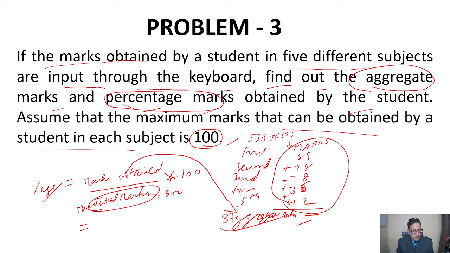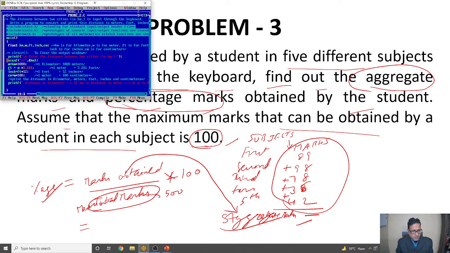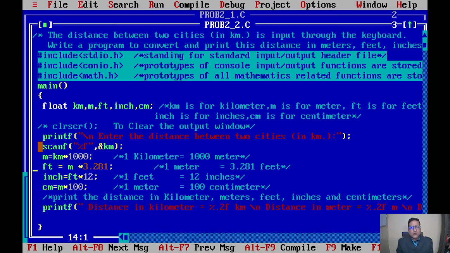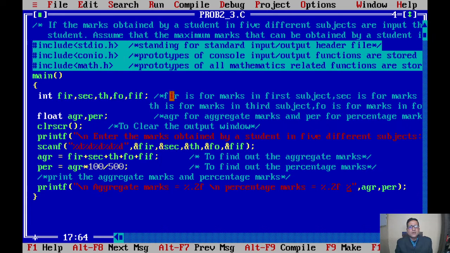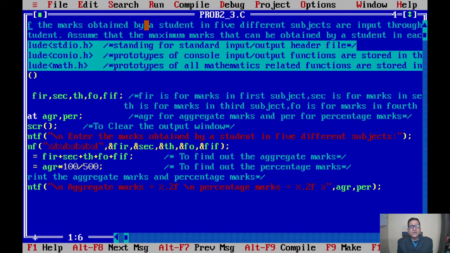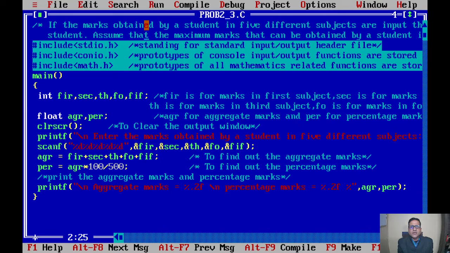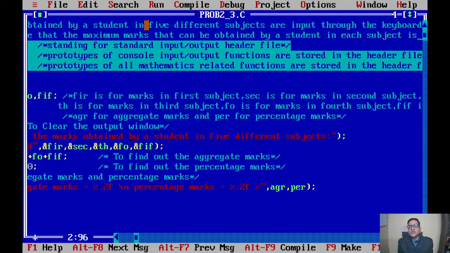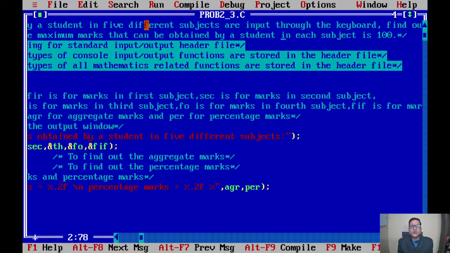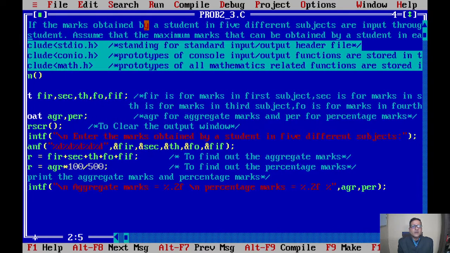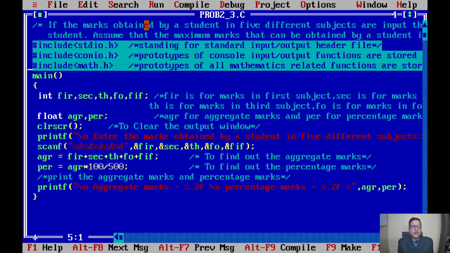So let's try it on the Turbo C. Again we have to press Alt Enter. This program is here. I write in a comment that if the marks obtained by the student in 5 different subjects are input through the keyboard, and assume the maximum marks that can be obtained by the student in each subject is 100. So you should write it in the comment here. And again, these 3 files I have already explained.